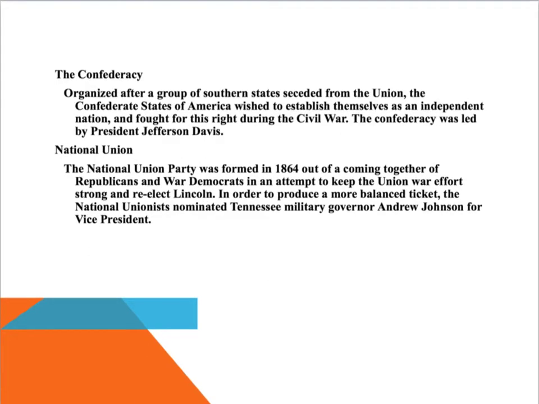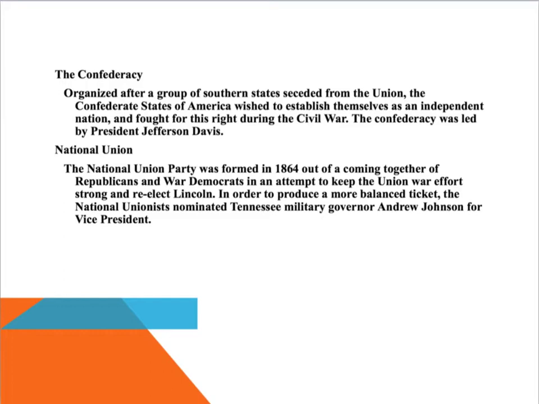Next, we have a couple more terms. We have the Confederacy. It's organized after a group of southern states seceded from the Union. The Confederate States of America wished to establish themselves as an independent nation, and they were represented by President Jefferson Davis. And then we have the National Union.